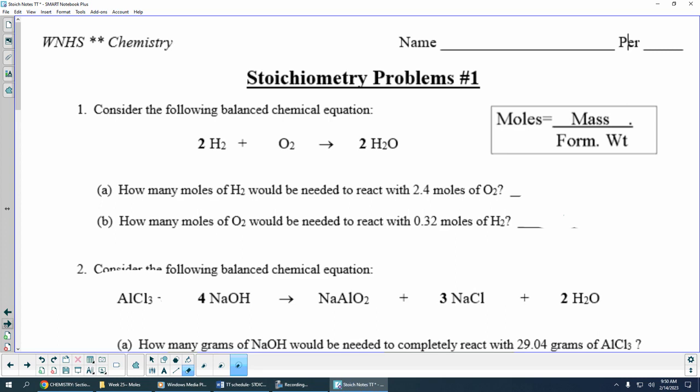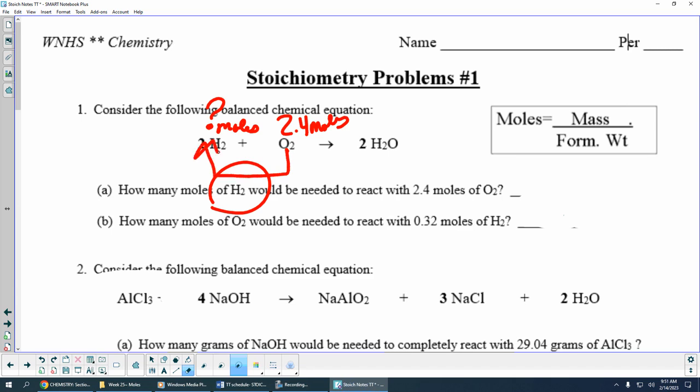Consider the following balanced chemical equation. How many moles of H2 would react with 2.4 moles of O2? So I go up here, I write a question mark, and I write, I want moles of H2. So I got 2.4 moles of O2. We're just following a coefficient ratio. What is my coefficient ratio in front of my O2? There's no number, so that is a 1 to 2.